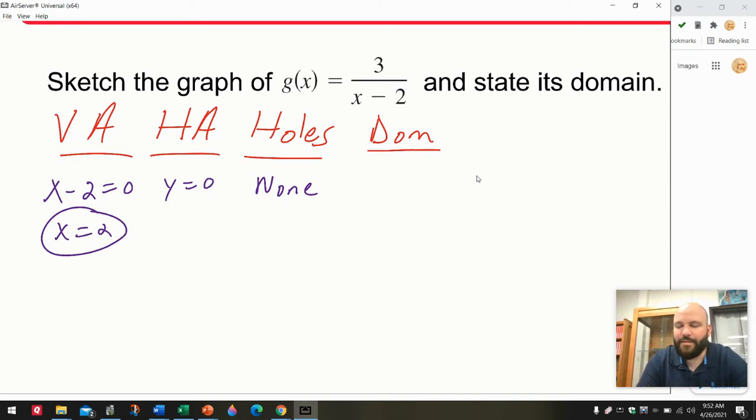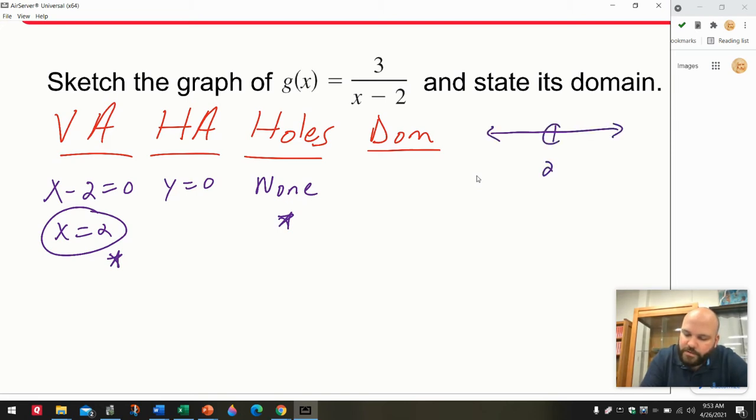Now, the last thing is the domain, and where the domain comes from is a combination of any numbers that you get for the vertical asymptote, as well as any numbers that might have shown up for any holes in the graph. In this case, there were no holes, but we do have the value x equals 2 as a vertical asymptote. Therefore, x equals 2 needs to be excluded from the domain.